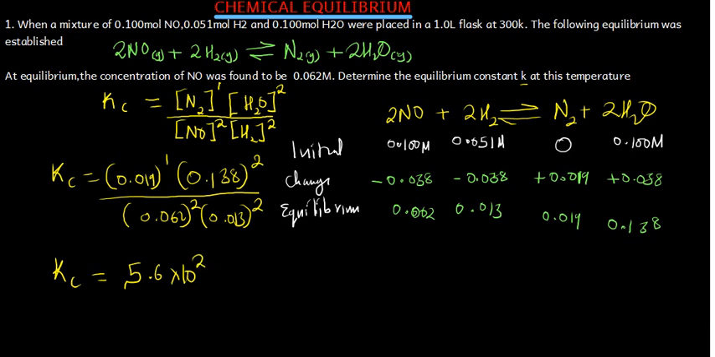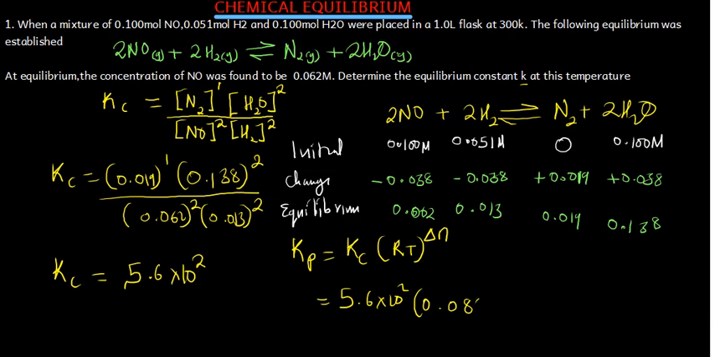Kc and Kp are considered to be unitless quantities, so you don't need to put any unit. So imagine they asked us to determine also Kp. If you find Kc, you can find Kp, right? Kp is equal to Kc multiplied by RT to the power change in number of moles. In this case, we have already found Kc, which is 5.6 times 10 to the power 2. And then R, the universal gas constant, we use is 0.0821. At what temperature are we talking about here? 300 Kelvin.